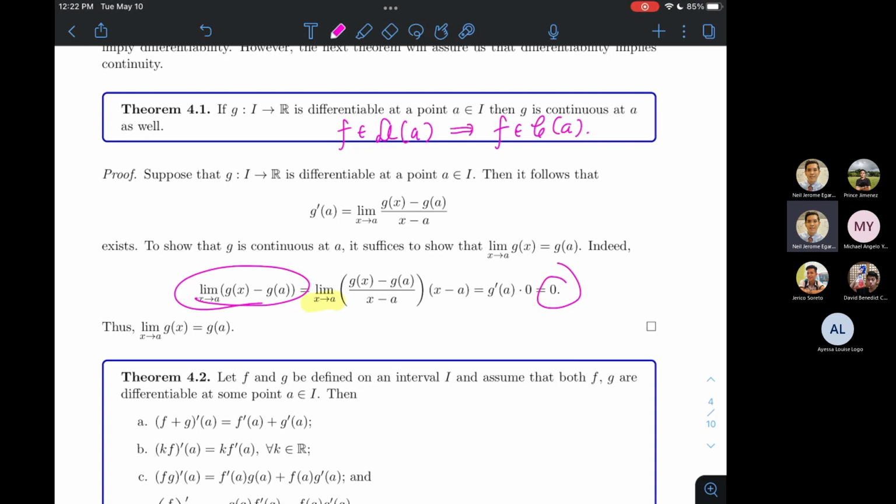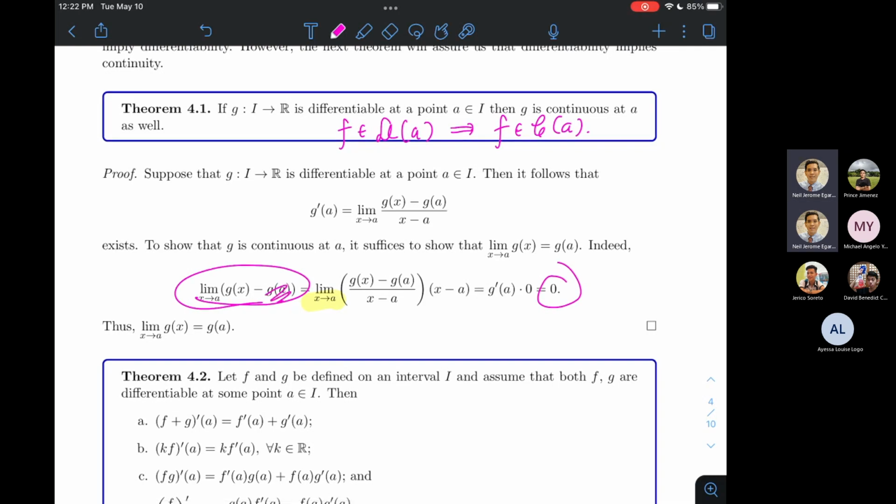Tapos alam ko na yung limit ng g of a ay nag-exist kasi si g of a ay constant lamang. So ang limit ng constant ay nag-exist and it is equal to itself. So this exists. The limit of the difference exists. So that forces the limit of the minuend to exist. Kasi kung hindi mag-exist itong limit na to, pero nag-exist itong limit na to, then dapat hindi na mag-exist yung limit ng difference. So kaya kailangan talaga mag-exist yung limit ni g of x. And actually the limit of g of x doesn't just exist, it is equal to g of a.